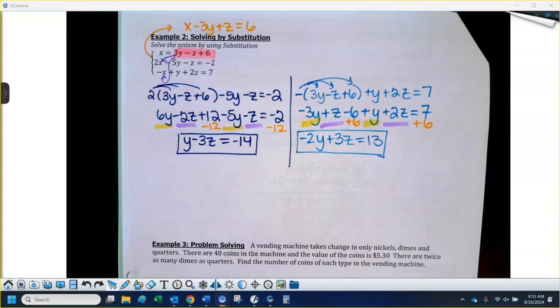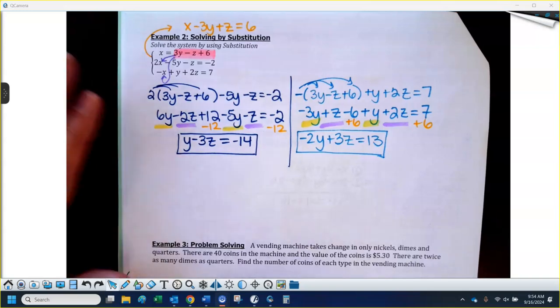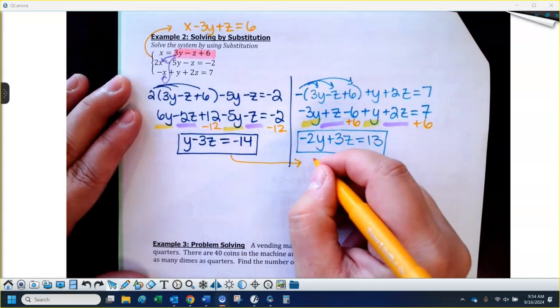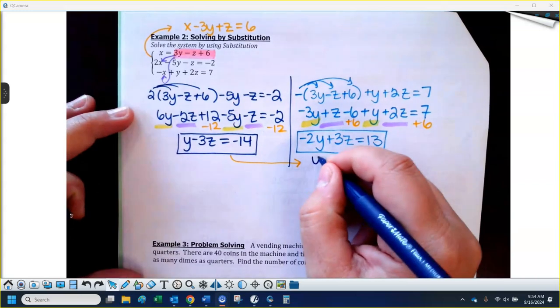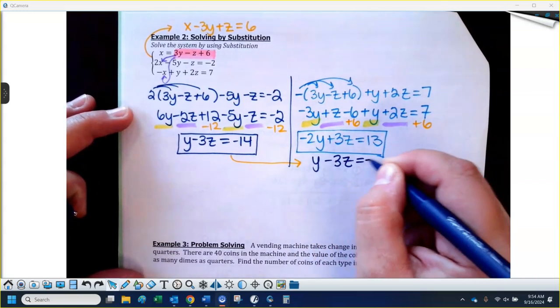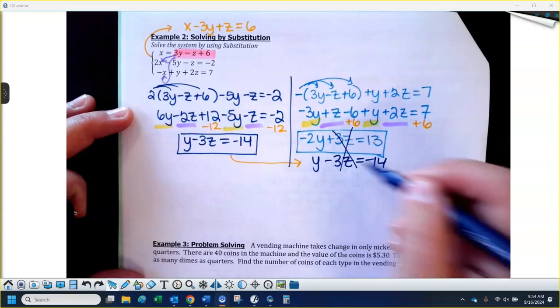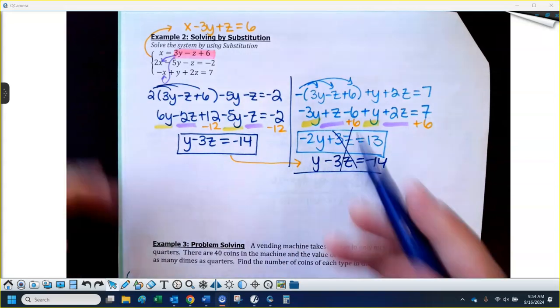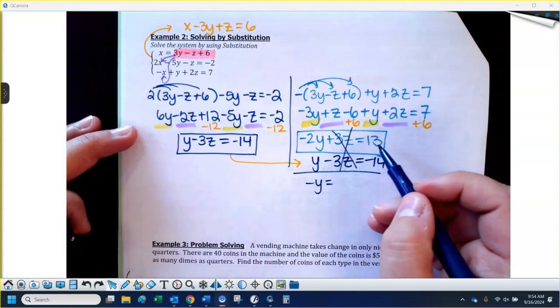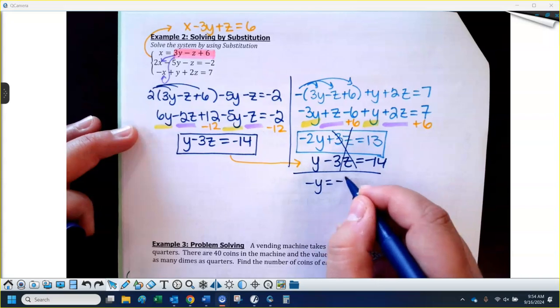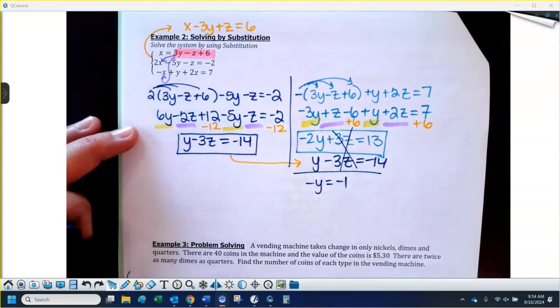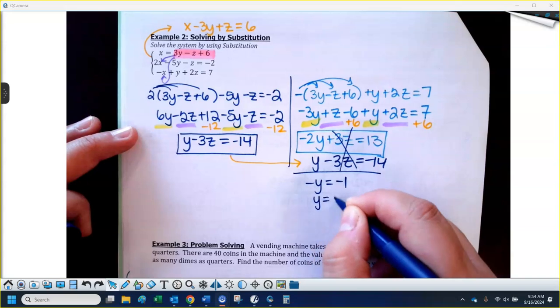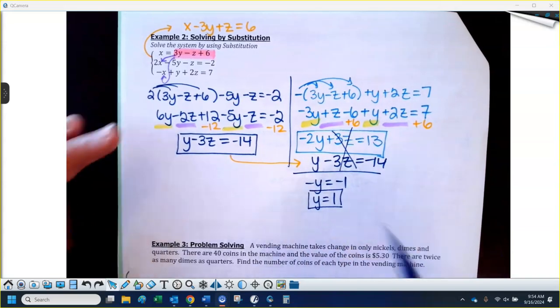If it's me, I'm looking at this right now going, hey, I've got a positive 3z and a negative 3z. So we don't even have to do anything. I'm just going to write this underneath here. So I've got the y minus 3z equals negative 14, and I can eliminate those z's right then and there. I don't have to do anything. I have negative 2y plus y would be negative y. We have 13 plus a negative 14 would be negative 1. So negative y equals negative 1, meaning positive y is going to be equal to positive 1.